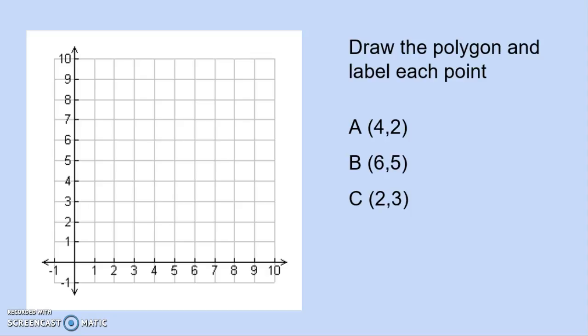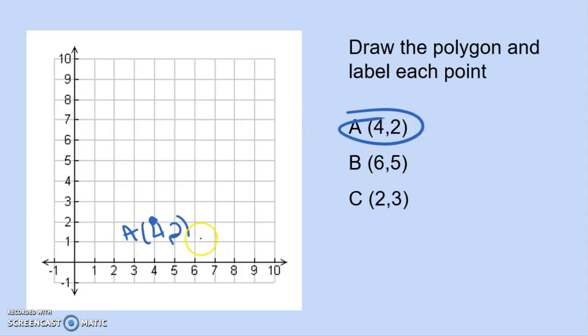All right, back to math. So what it says here is that we need to draw the polygon and label each point. So my first point here is 4, 2. I'm going to go over 4 up 2. Remember that first value tells us how far to the left or right we're going, and the 2 is our y value. That tells us how far up or down we're going. So our first point is A at 4, 2.